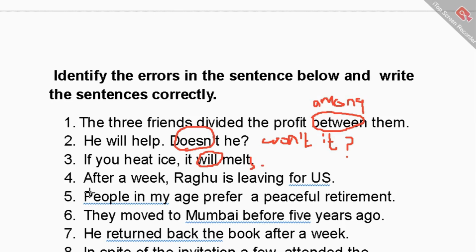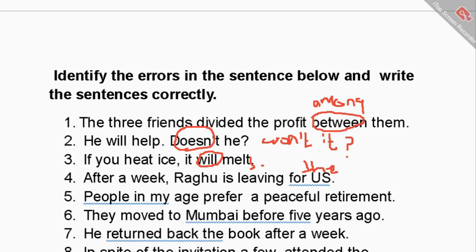Next one, fourth one. After a week, Raghu is leaving for US. Now the correction would be, after a week, Raghu is leaving for the US. So you should add the article the, because United States is a combination, meaning a group of states. So you should use the article.